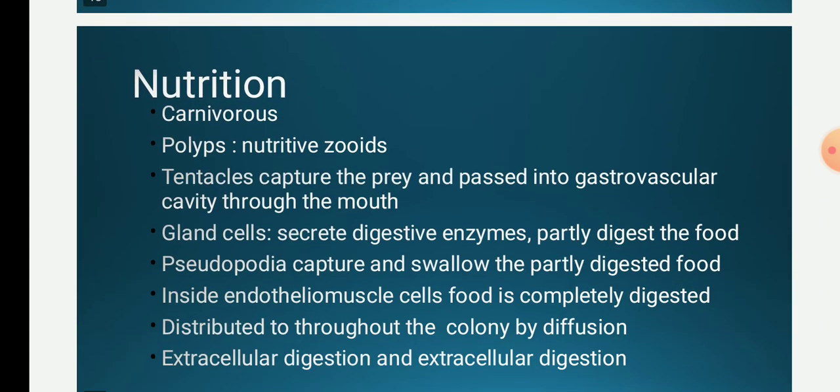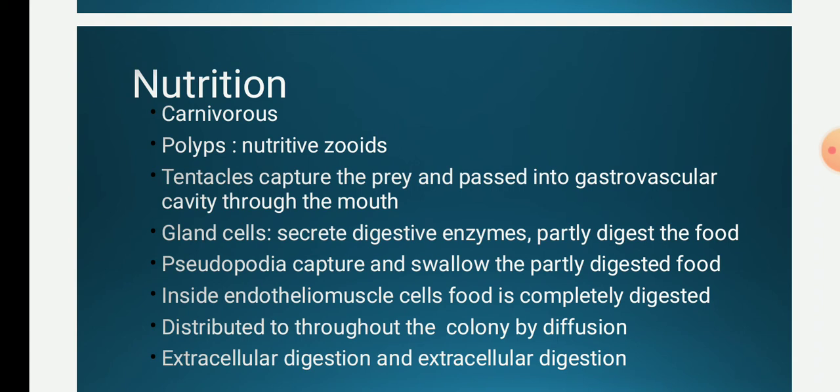Next part is the nutrition in Obelia. Obelia is carnivorous. It feeds on small worms, crustaceans, nematodes, etc. The polyps of the colony are connected with nutrition. The tentacles capture the prey and it is passed into the gastrovascular cavity through the mouth. The gland cells of the endoderm secrete digestive enzyme into the gastrovascular cavity.